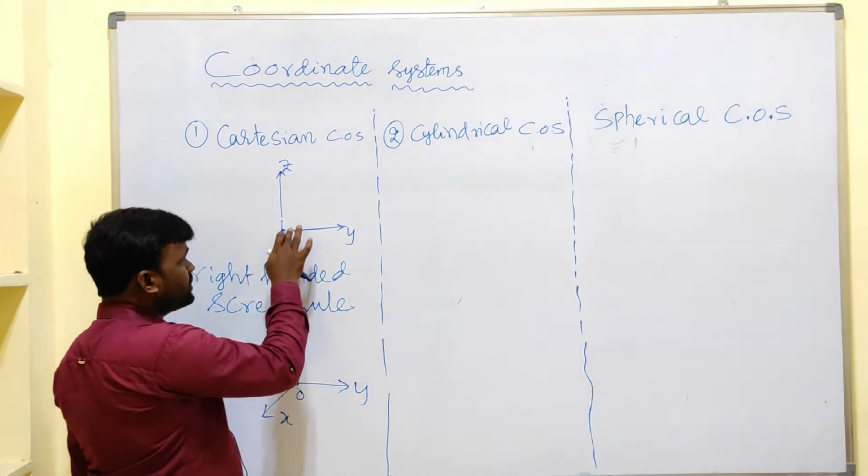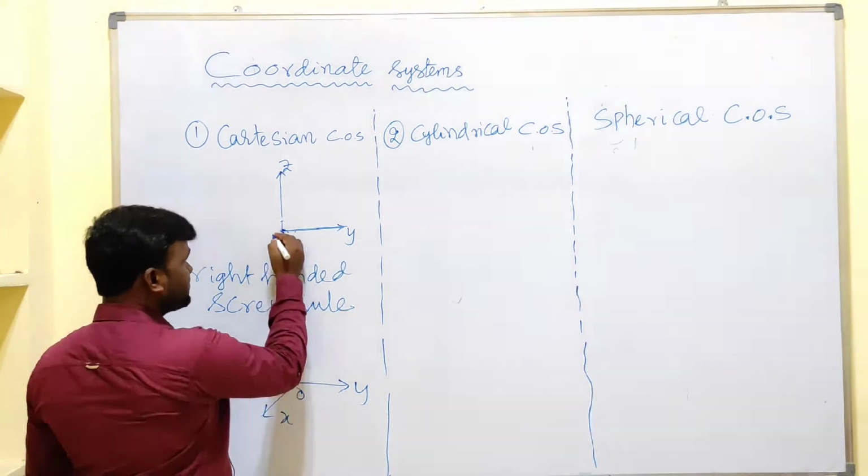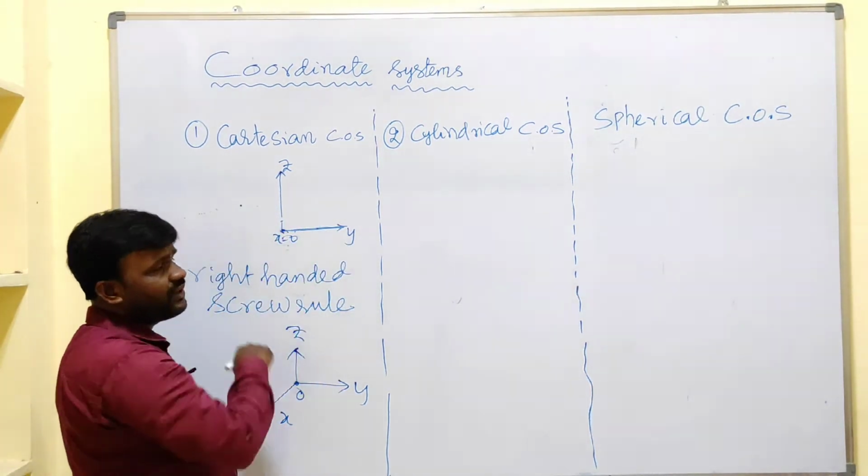Now tell me, suppose if x is 0, what? No need to represent that x. It is the x equal to 0 plane, and y and z are variables.